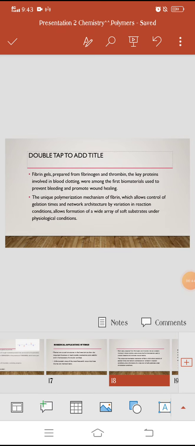Fibrin gels prepared from fibrinogen and thrombin, the key proteins involved in blood clotting, were among the first biomaterials used to prevent bleeding and promote wound healing. The unique polymerization mechanism of fibrin, which allows control of gelation times and network architecture by variation in reaction conditions, allows formation of a wide array of soft substrates under physiological conditions.